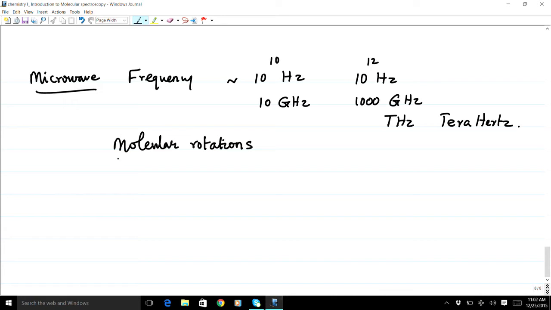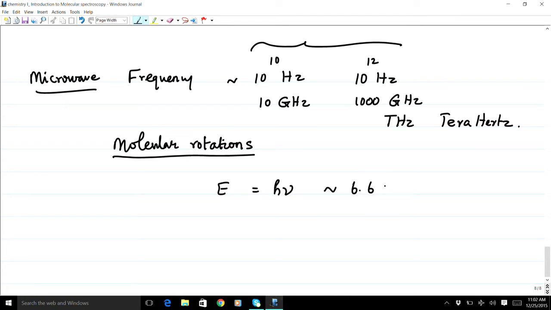Now, that means molecular rotational energies must be in the range of the frequency that you have here, and the energy corresponding to this frequency, which is given by E is equal to h nu, which if you write is approximately 6.6 times 10 raised to minus 34 joule second times say 10 to the 12 hertz, either one of these, hertz being basically second inverse.